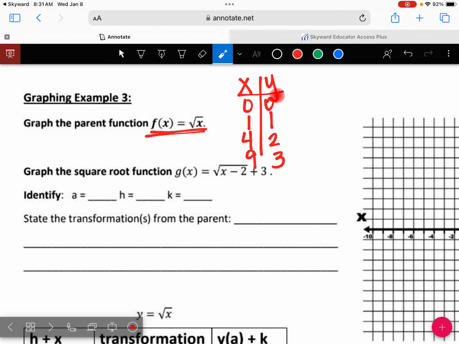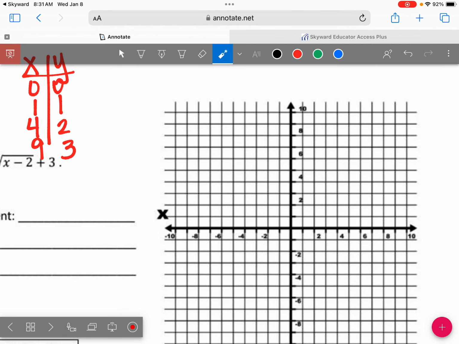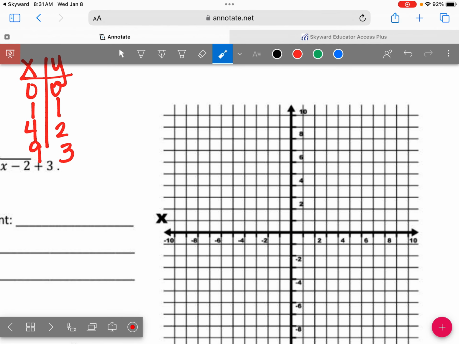I want you to graph these 4 points. It should look like an eyebrow. Go ahead and graph these 4 points over here. It's going to start at 0, 0, and it's going to continue going to the right. So we got a point at 0, 0. We have a point at 1, 1. We have a point at 4, 2. And we have a point at 9, 3.